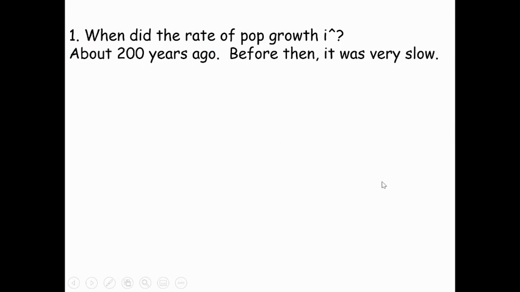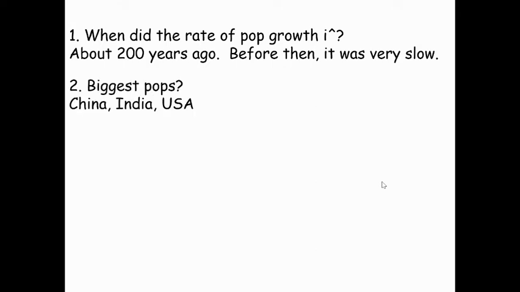All right, so population didn't really start increasing rapidly until about 200 years ago. Prior to that, it was really, really slow. There are a variety of reasons for that. The primary reason is the ability to care for ourselves, the ability to build structures to protect ourselves, and the beginning of industrialization.